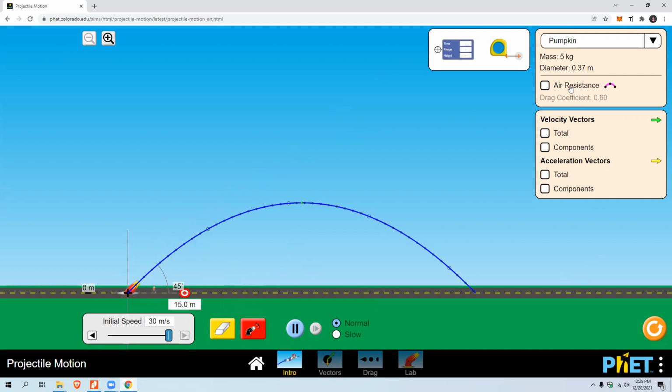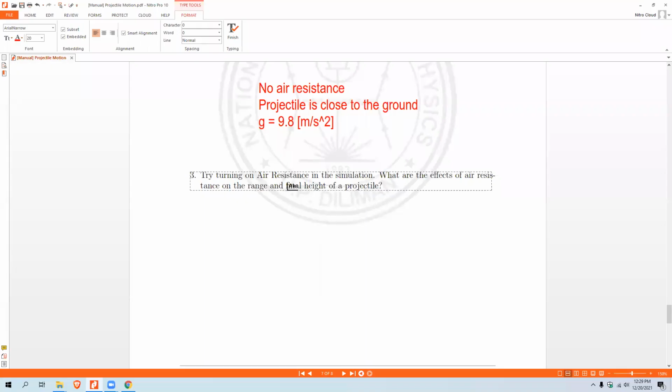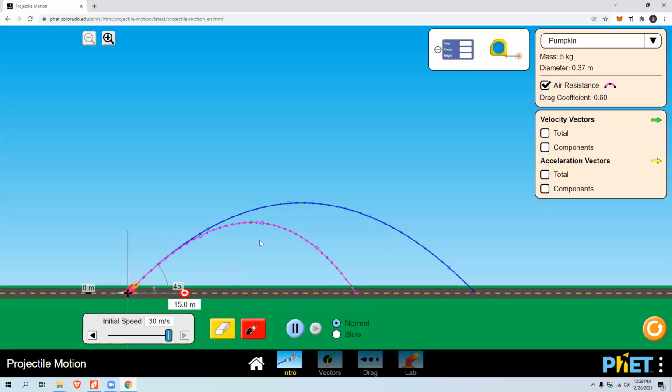Now let's add air resistance. I-check natin ito and keep everything else the same. So let's fire our projectile now. So we are asked what happens to the range and the maximum height. Maximum height ito. So I think na-clarify naman to lahat. So basically, air resistance just decreases both the range and the maximum height.